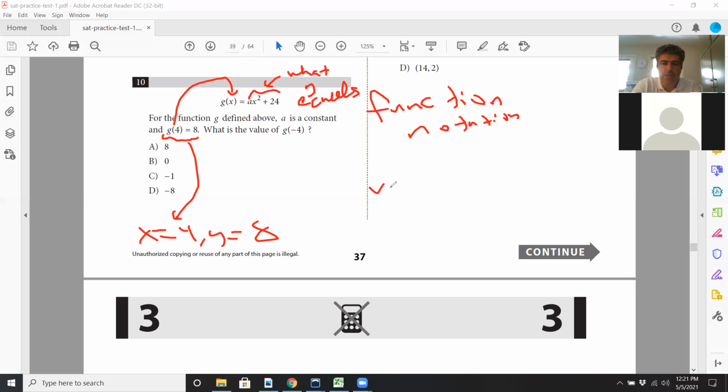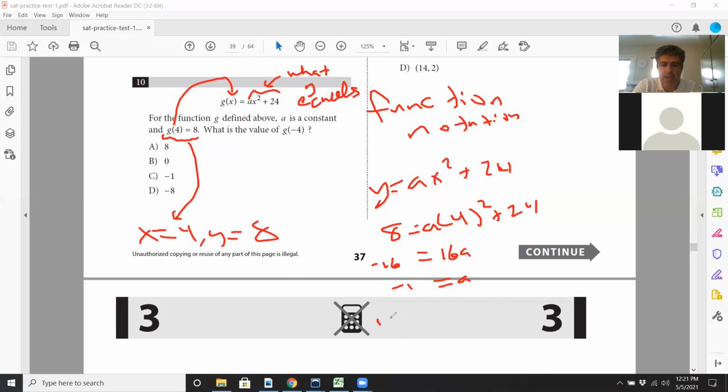If you really want to, you could just say y equals ax squared plus 24, right? So I'm going to plug in 8 for y and 4 for x and solve for a. It's 16a. You get negative 16 on this side if you move the 24 from right to left. So a is -1. That was important because now we have the equation in a more explicit manner. Now I know what a is, so it's negative x squared plus 24.